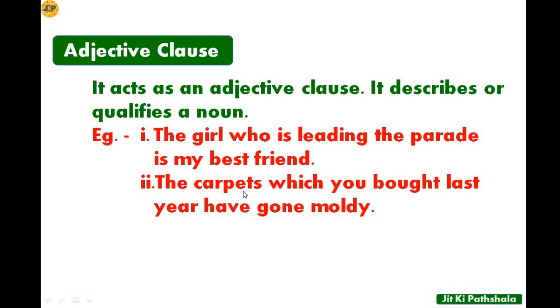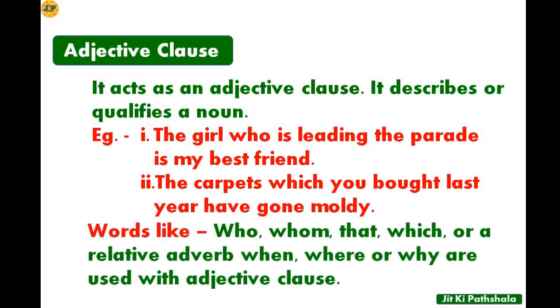Number 2, the carpets which you bought last year have gone moldy. So now here we are talking about the carpets which you bought last year, and what is the speciality of those carpets? That they have gone moldy, and this is an adjective clause. Words like who, whom, that, which, or a relative adverb when, where or why are used with an adjective clause.